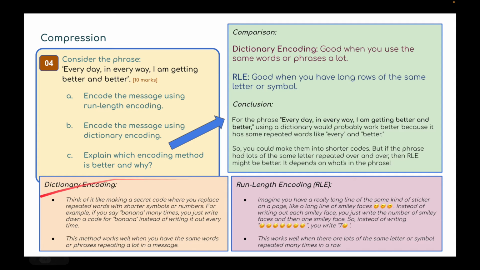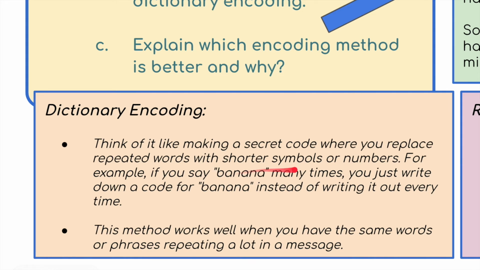So just to recap, dictionary encoding, if you think of this like a secret code where you replace repeated words with shorter symbols or numbers. For example, if you say banana many times, you might write down a code for banana instead of writing it out every time. This method works well when you have the same words or phrases repeated a lot in a message.